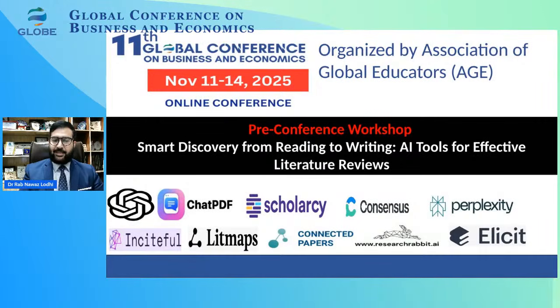So we will be learning practically how to apply ChatGPT, Chat PDF, Scholarcy, Consensus, Perplexity, Insightful, Lit Maps, Connected Papers, Research Rabbit, and Elicit. So we are going to discuss all these AI tools one by one.